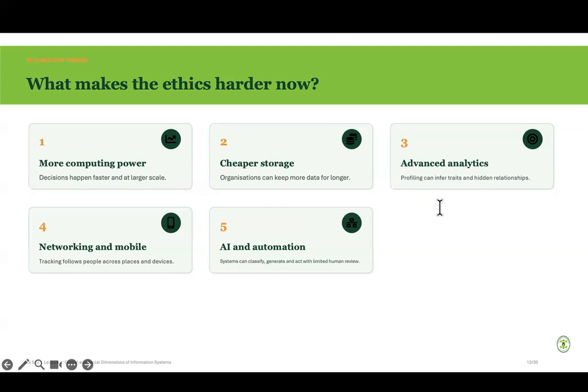It is now possible to keep vast quantities of data for long periods, even when the purpose is unclear. Then there's also the issue about advanced analytics. These days, organizations can infer characteristics or determine trends that people never would have been able to do 10 years ago. And then there's also the issue about networking. These days, data can move between devices in a seamless manner. It can move between platforms across countries almost instantly. And that raises ethical issues too.